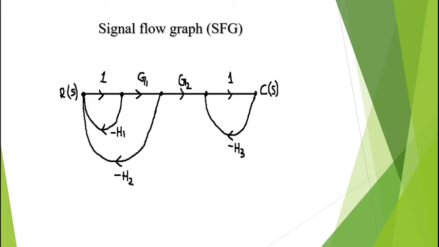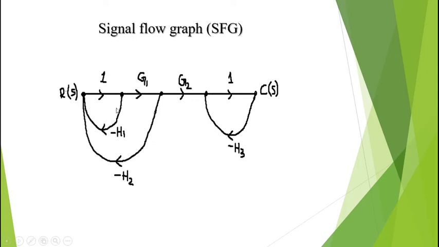After finding the individual loop gains, we have to find the sum of two non-touching loop gains and the sum of three non-touching loop gains to find the delta. So we have to find how many two non-touching loops are here. By checking the signal flow graph, we can find that this loop, L1, and this loop, L3, are non-touching. That means these two loops are non-touching.